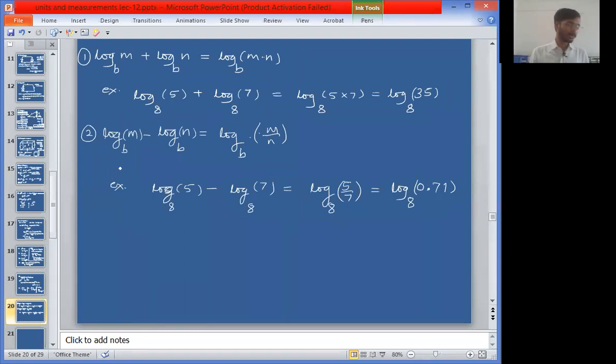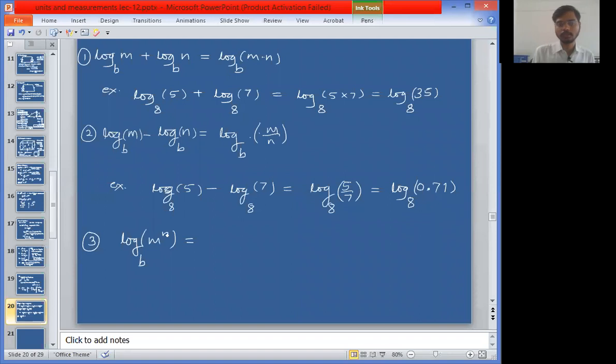Okay, sir. Log m minus log n. These are two rules. Number 3: log of m raised to n. I am not saying bracket raised to n. I am saying log of m raised to n. The bracket is here actually. Base as it is, b.